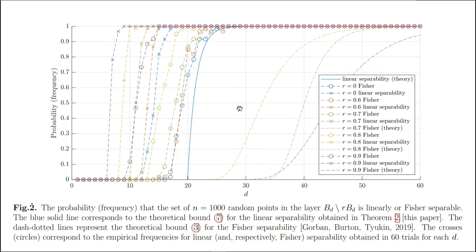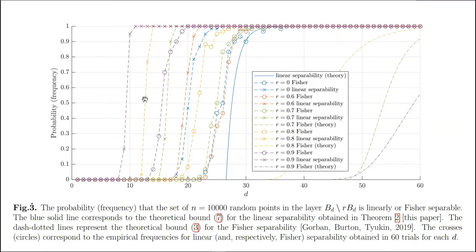Here you can see the graphs for probability and for frequencies that the set of 1000 random points in the spherical layer is linearly and Fisher separable. The blue solid line corresponds to the theoretical bound obtained here for the linear separability, and the dotted line represents the theoretical bound for the Fisher separability obtained by Gorban, Golubkov, Grechuk, Mirkes, and Tyukin. The crosses correspond to the empirical frequencies for linear separability obtained in 60 trials for each dimension. And the circles correspond to the empirical frequencies for Fisher separability. Here you can see similar graphs for probability and frequencies for 10,000 random points in the layer.